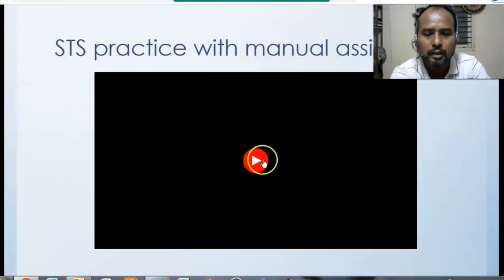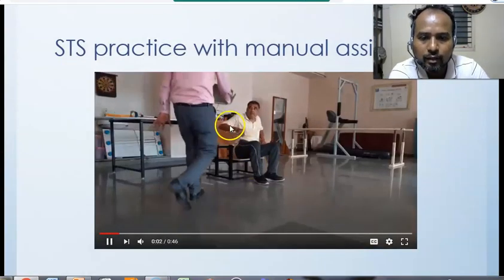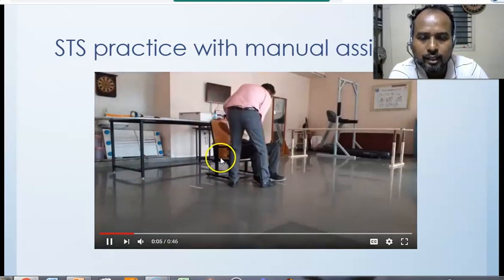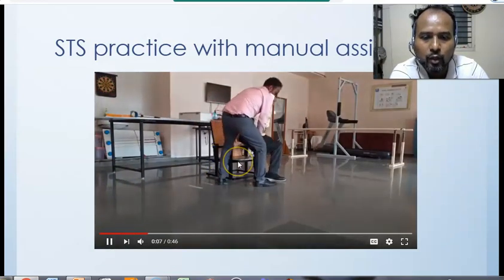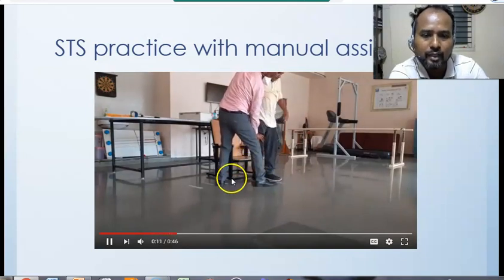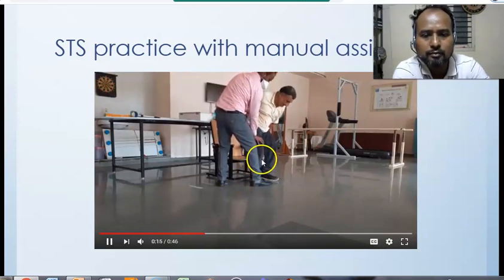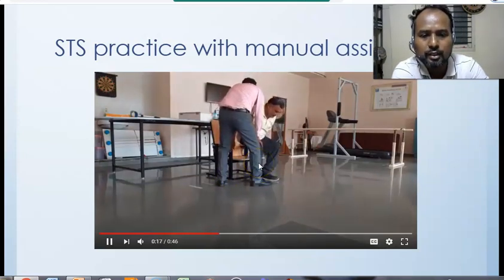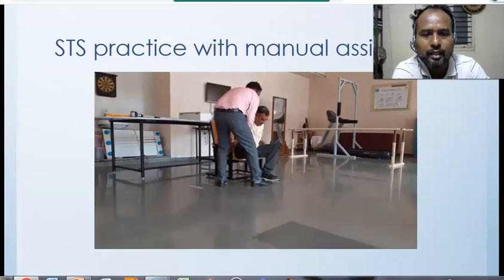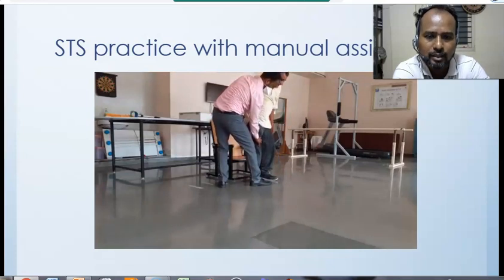Yes, as he has achieved this, you can see I'm giving manual assistance, but here there is no pillow. We have removed the pillow and encouraged him to do sit to stand. With manual assistance, actually I was giving minimal assistance just to ensure that his foot is in place, and especially when he is going down, to give him support so that he doesn't fall.